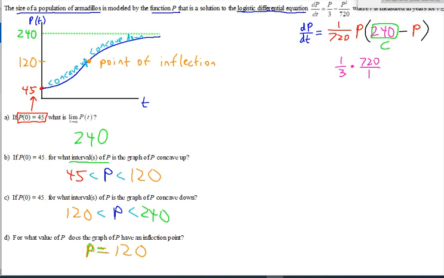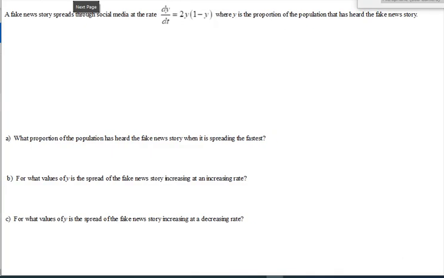All right, let's take a look at one more. Sometimes you have to do a little work to get it to be in that general form for a logistic equation. Sometimes it's already in that form. See how the y is already isolated here? But this one's a little bit different in that it doesn't measure population. I think that's a common thing logistic growth problems will measure. In this case, it says a fake news story spreads through social media at this rate. So we've got y here instead of p, where y is the proportion of the population. In other words, what fraction of the population has heard the fake news story?